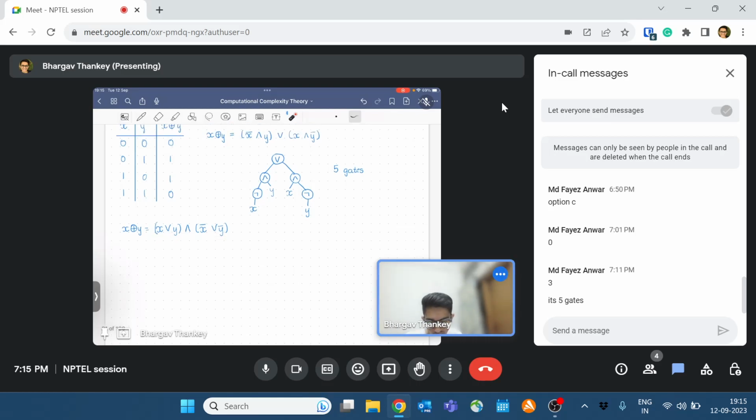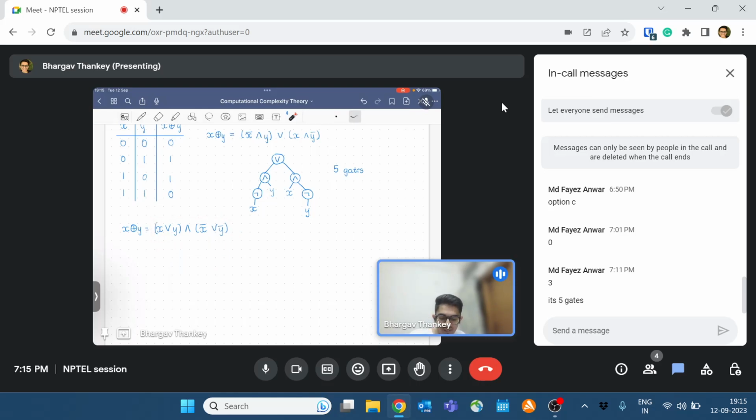Why? What happens when both x and y are zero? When both x and y are zero, this is zero, so this entire thing is zero. Similarly, when both x and y are one, this is zero, and so the entire thing is again zero. When x is zero and y is one, this is one and this is one, so the whole thing is one. Similarly, when x is one and y is zero, both are one. So this is the same as XOR.